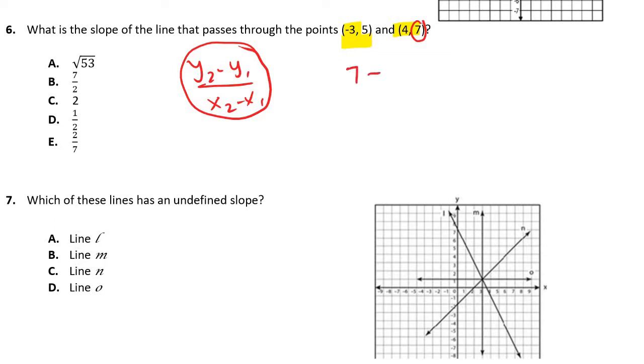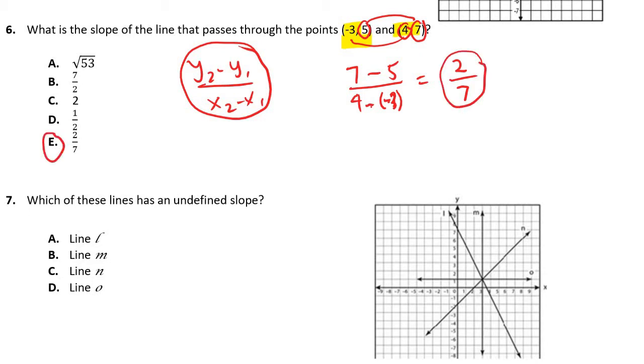7 minus 5, so I'm doing 7 minus 5. And then I'll do 4 minus negative 3. 7 minus 5 is 2. And then 4 minus negative 3 is 7, because the negative becomes positive 7. So now the slope we're looking for is 2 over 7, and it's positive. And that's letter E right there.